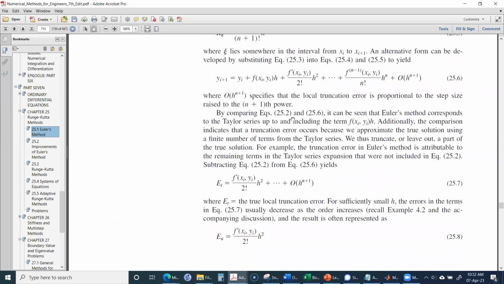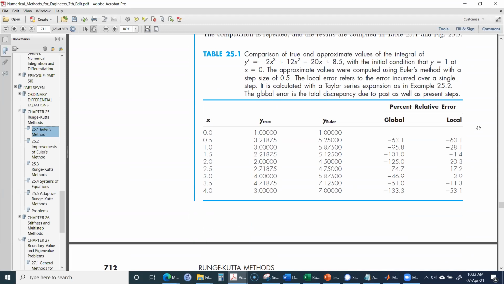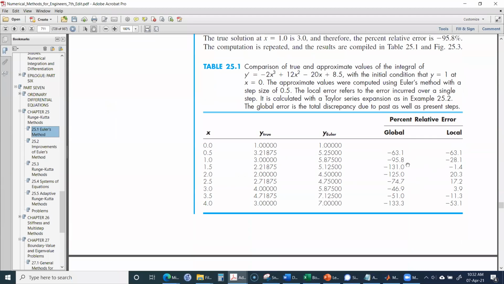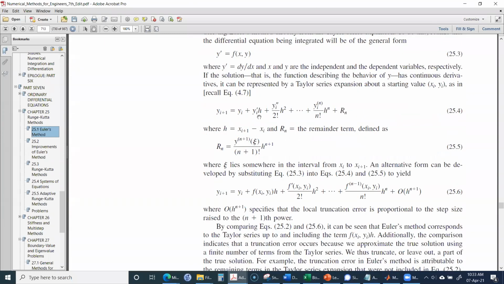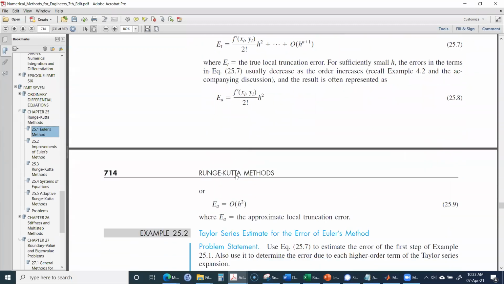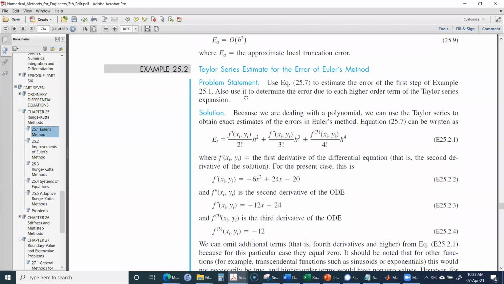So the local error comes from this Euler's method. Okay, so for example, in this case, we have already calculated the global errors, but how can we calculate the local errors? That we can do by considering the Taylor series. In the Taylor series, we can apply this equation. So for example, let's apply it for this current problem, which we just discussed in example 25.1.